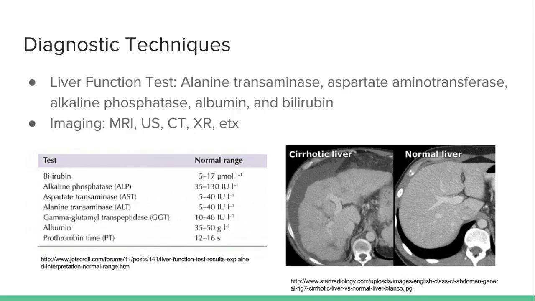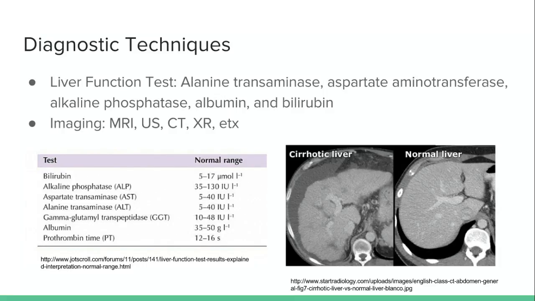Bilirubin is a compound that is from the breakdown of heme and red blood cells and typically is processed in the liver, but if the liver is not healthy, it can't process that bilirubin, so the levels are going to go up as well. Several imaging techniques can be used to help the diagnosis of the liver disease that's going with this hepatitis C infection.